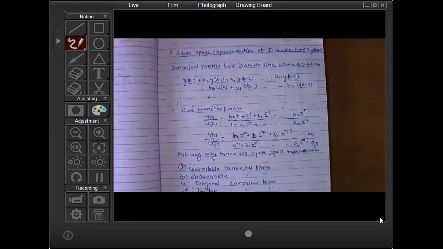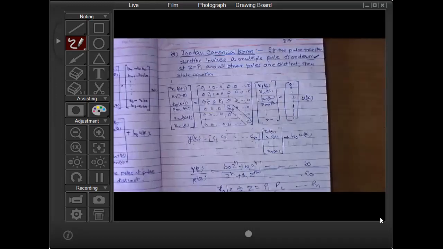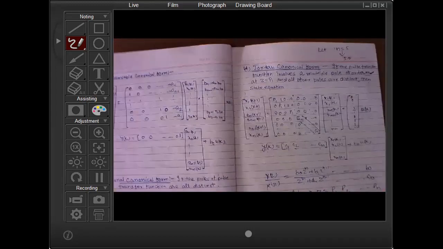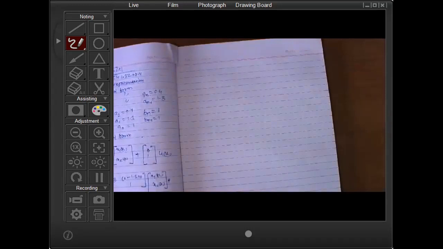First one is called controllable canonical form. Second one is called observable canonical form. Third one is called diagonal canonical form. And fourth one is Jordan canonical form. I have explained how you can write the controllable canonical form, then observable canonical form, diagonal canonical form, and Jordan canonical form. And I have solved one numerical based on this problem.